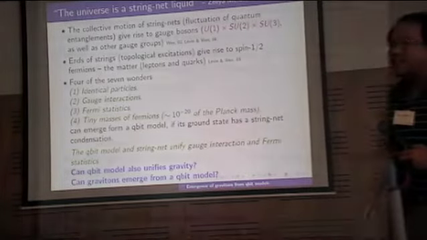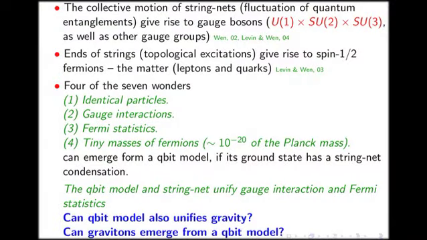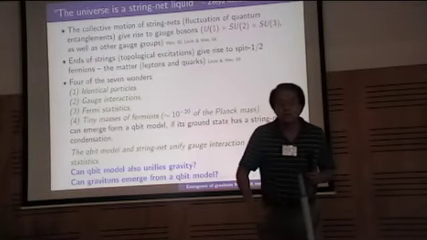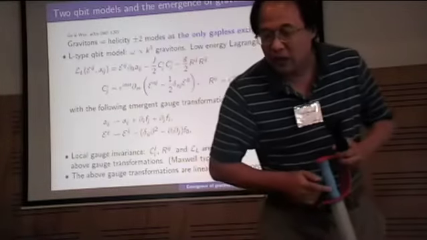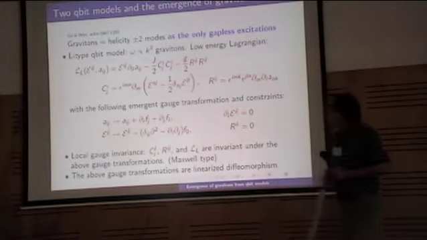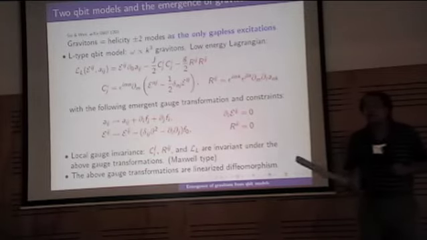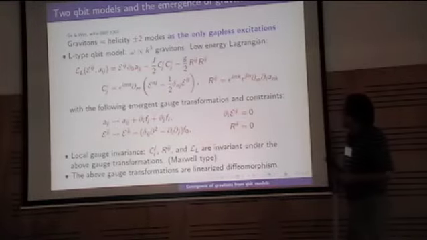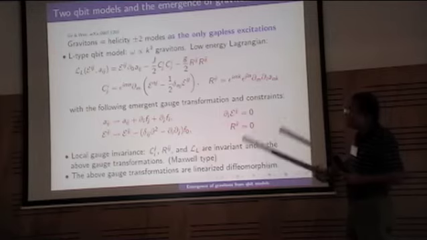So the next question is, can we unify one more thing? So here we unified 4 wonders. Let's do one more, 5. Can we do 5? This is a recent work I just posted a few days ago, where we studied 2 qubit models where the graviton may emerge. Here we emphasize that we have a strict definition of graviton. The graviton is not only a helicity plus or minus 2 mode, but it appears as the only gapless excitation in the system. There is no other gapless excitation. And there are 2 qubit models that have this property, that the graviton emerges at low energy.